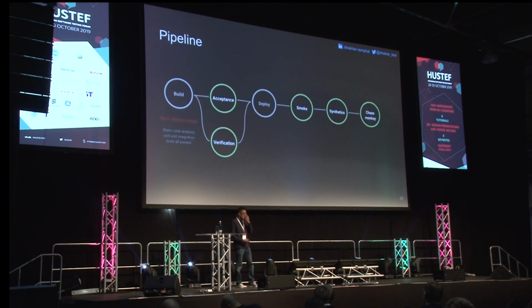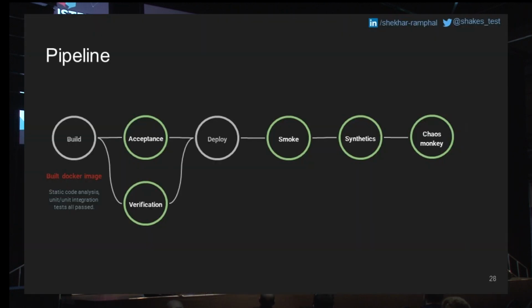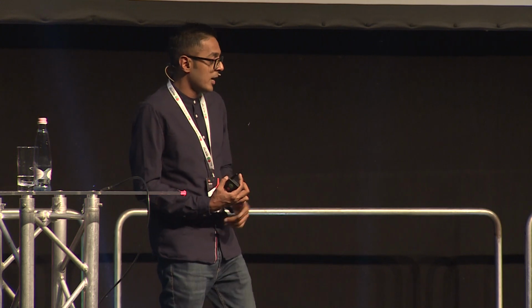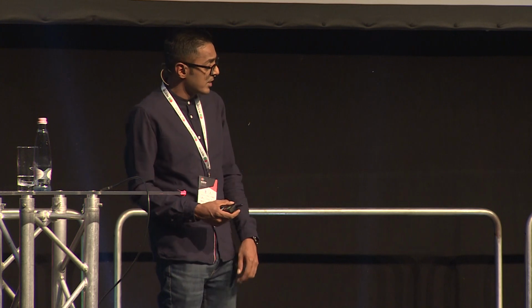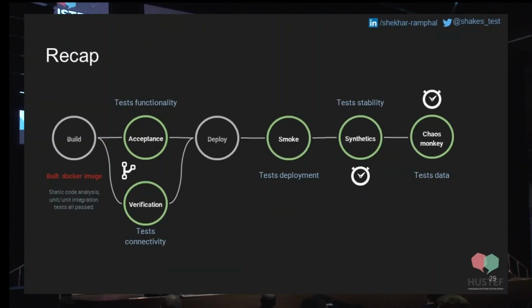So our pipelines look like this, and this is how GitLab represents them. The Docker image that I was talking about gets built. We then run the acceptance and verification tests in two different jobs, maybe in parallel, maybe not, up to you. And we then deploy to the dev environment or somewhere, and then run the smoke tests, and then synthetics tests, and then the chaos monkey tests. Usually the acceptance and verification tests run on a branch level, so whenever we create a new branch, they'll run. But on the master pipeline, we'll just have the smoke tests, the synthetics tests and the chaos monkey tests.